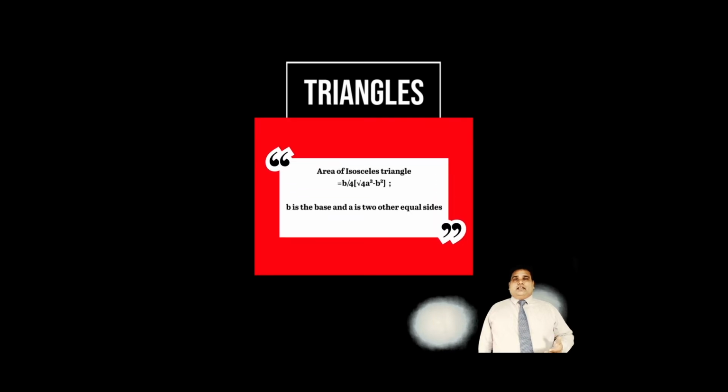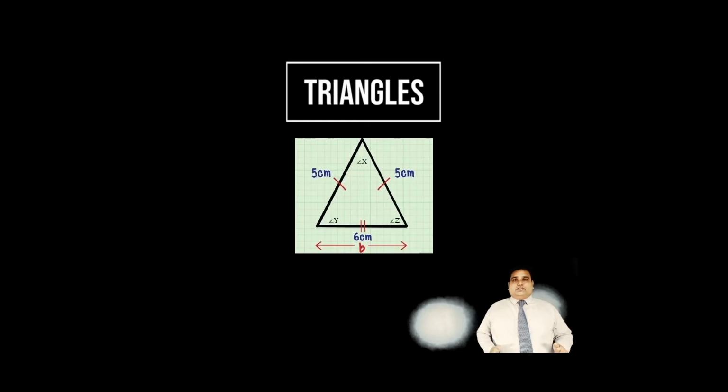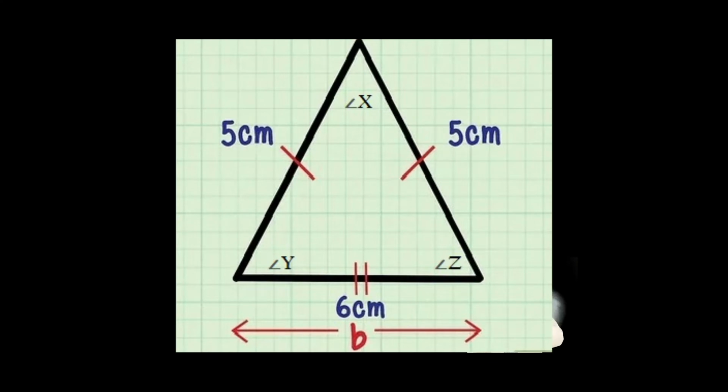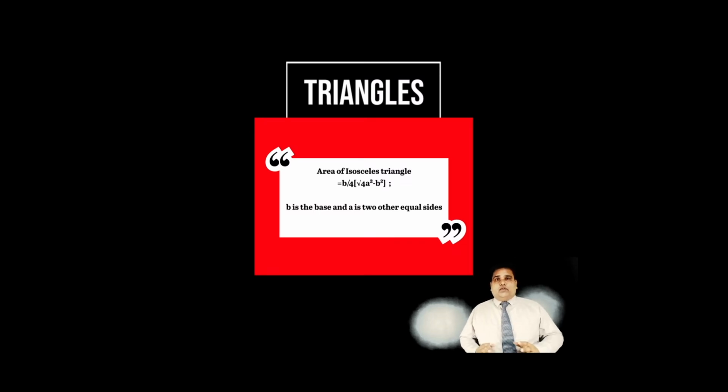Concept number 28, area of isosceles triangle. If the base and equal sides are given, we have a direct formula to find the area of an isosceles triangle, which is b by 4 multiplied by root of 4a square minus b square, where b is the base, or the unequal side, and a is the two equal sides. So the formula is b upon 4 in the bracket root of 4a square minus b square. If we have the value of the equal side and the base, we can simply plug into the formula and easily find the area of the isosceles triangle.